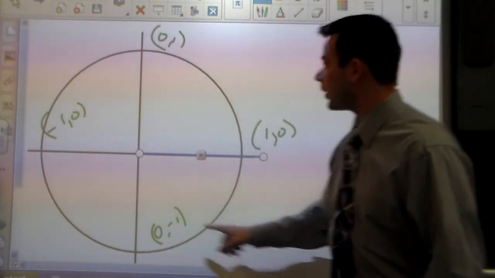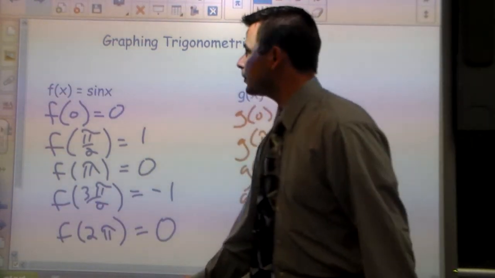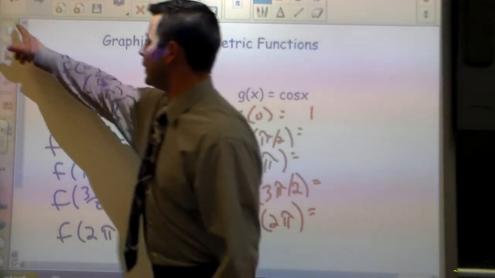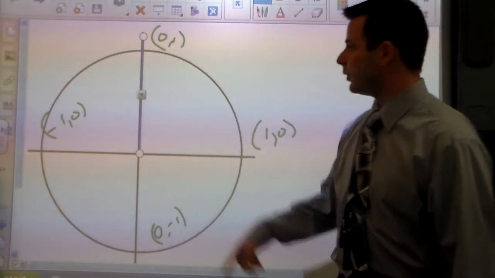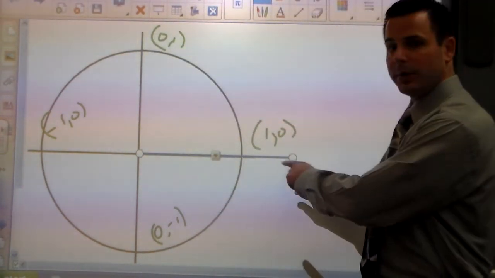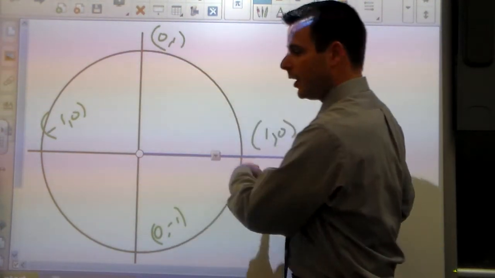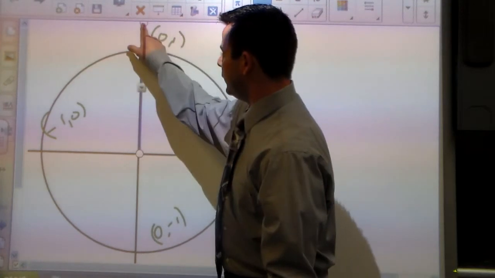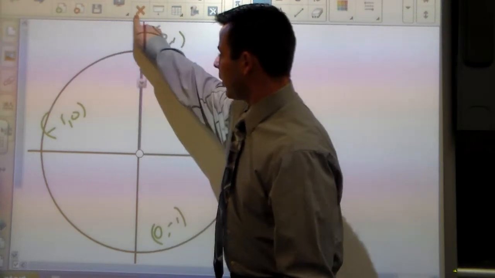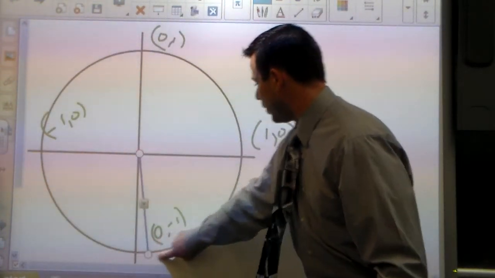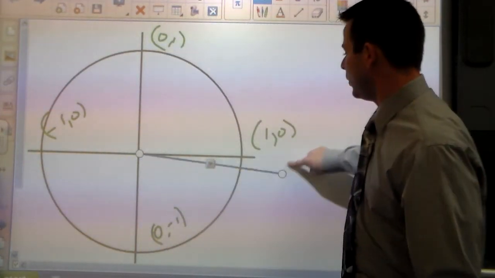The x value there is 1. So, g of 0 is 1. Now we're looking at pi over 2 radians, which is 90 degrees. 90 degrees, the x value there is 0. So just to show you what we're going to get for our x values, we're starting with 0 radians, then pi over 2 radians, then pi radians, 3 pi over 2 radians, and 2 pi radians. So we're going to have 1, 0, negative 1, 0, 1.